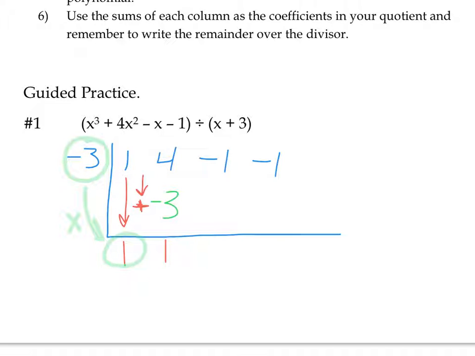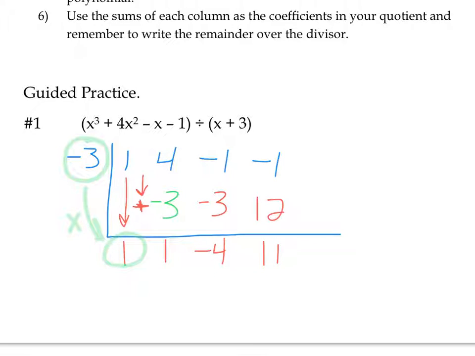Then we're going to multiply by negative 3 again. So negative 3 times 1 is negative 3. Then we're going to add and get negative 4. Negative 3 times negative 4 is 12. And we add here, we're going to get 11. So the way this works is those numbers we have here are the coefficients of our quotient. And this is the remainder.